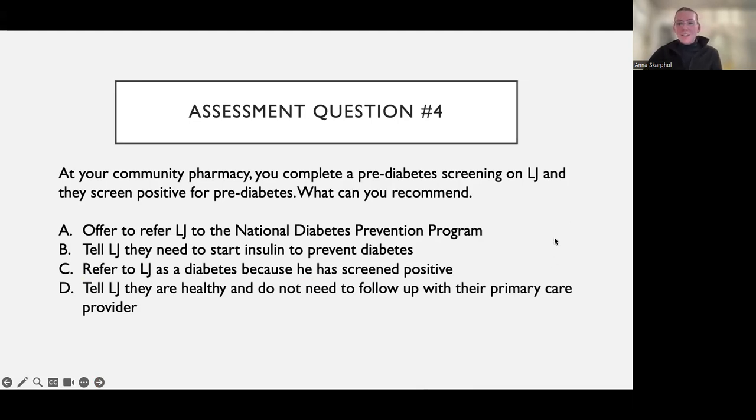And exactly, I got an answer A. That is the appropriate course of action here. We want to refer LJ to the National Diabetes Prevention Program. That's our best course of action when we find out a patient has prediabetes. Although they screen positive for prediabetes, that does not mean they have diabetes, and so we don't want to tell them that they have diabetes. And they should follow up with their primary care provider. It would also be an appropriate thing there.